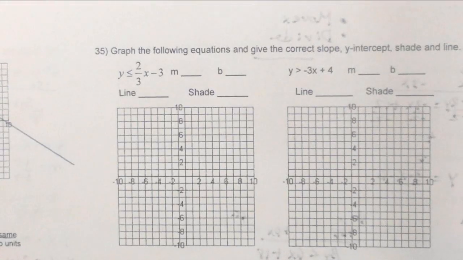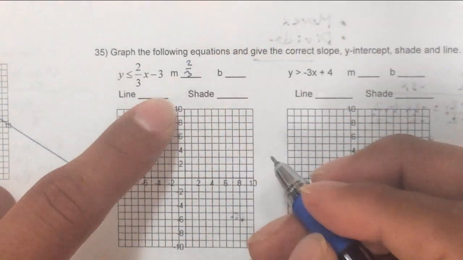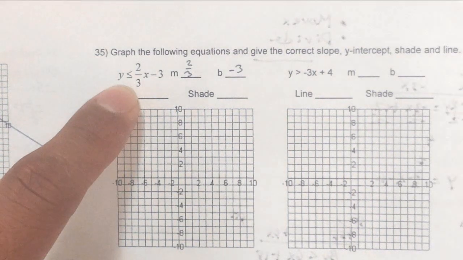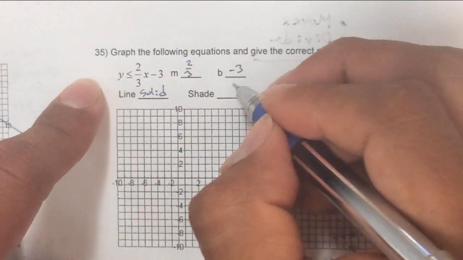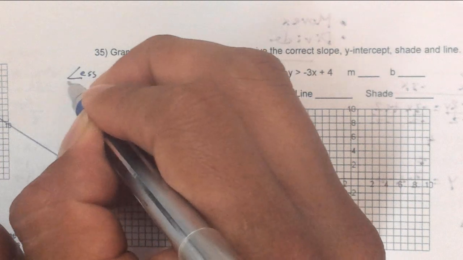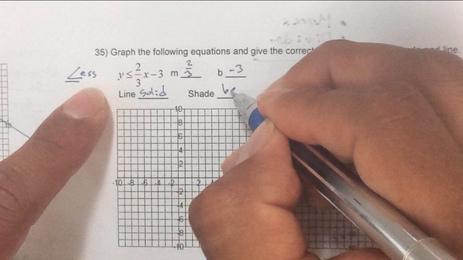Next one. 35. Graph the following equations and give the correct slope, y-intercept, shade, and so on. So I'll do one and you do one later, okay? So I'll take a look at this. m is 2 over 3. The y-intercept is -3. What type of line is this? If you look at your notes, this is a solid line. And where does it shade? Again, this is that symbol, and you can write the word less with it, so that means you shade below. Okay, so we are going to shade below.